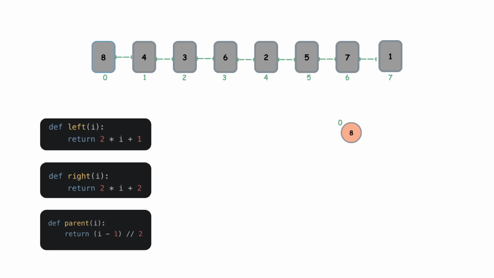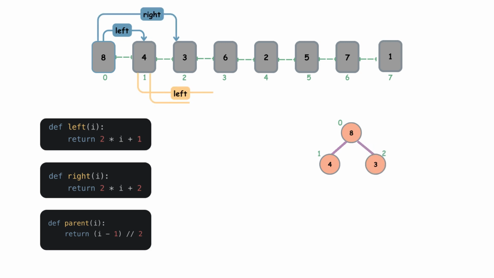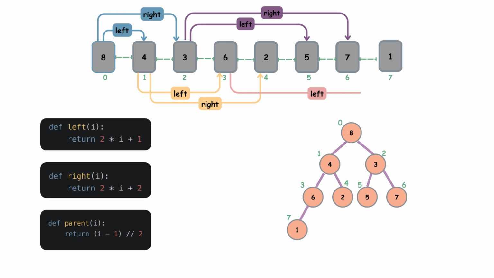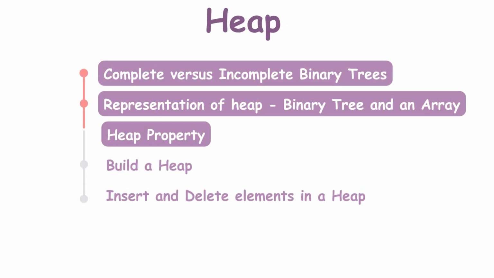If we apply these functions, the left child of node 8 is 4 and the right child is 3. Node 4's left and right children are 6 and 2, and 3's left child is 5 and right child is 7. And finally, node 6's left child is 1. The number above each node is the corresponding index in the array. But this isn't a valid heap yet because it doesn't follow what is known as the heap property. So let's try to understand what heap property means.